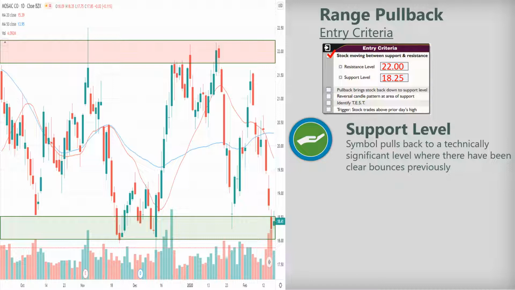I love the fact that we drew these bars instead of specific lines, because these bars show that there's like a 70 cent or 50 cent variance between the high and the low of each one of these margins. That's fine. It's an area because we just need to be close. We don't need to be exact.